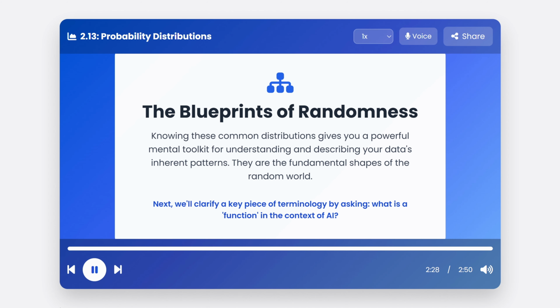Congratulations! You now have a mental library of the fundamental blueprints of randomness. By recognizing these common distributions, you can quickly understand and describe the patterns in your data. In our next lesson, we're going to clarify a very important term that we've been using all along. What exactly do we mean by function in the world of AI?